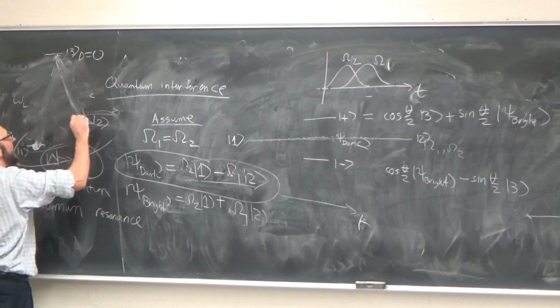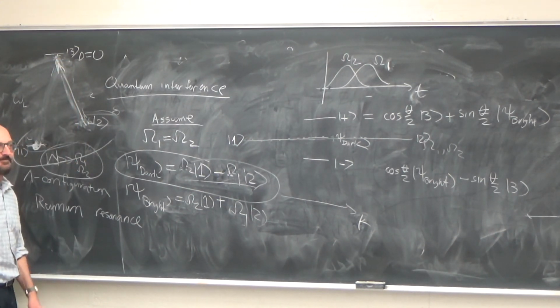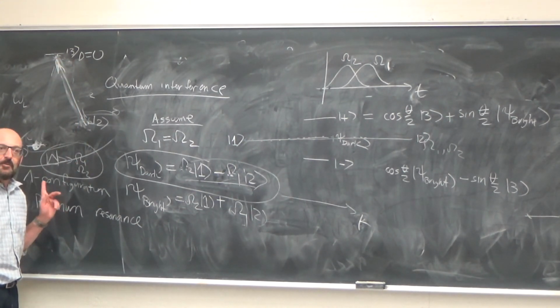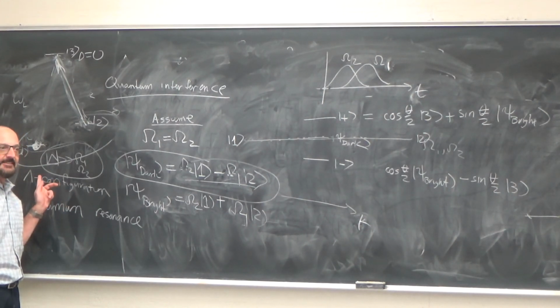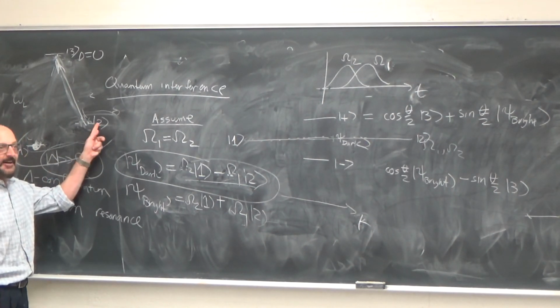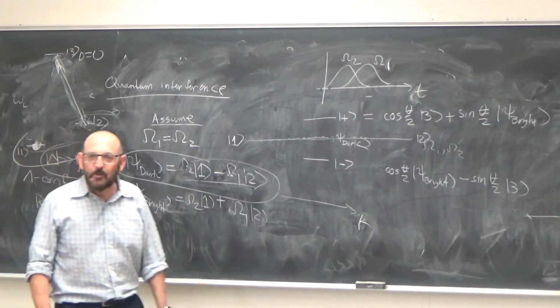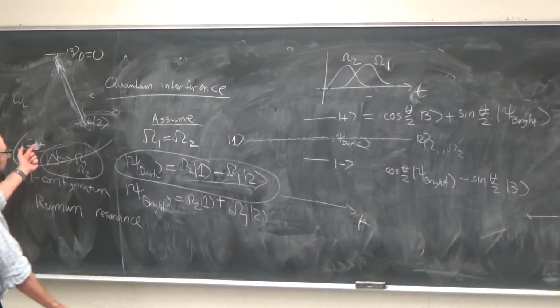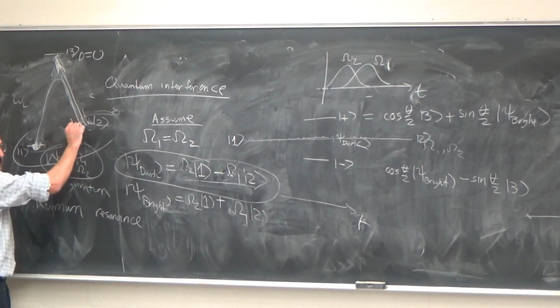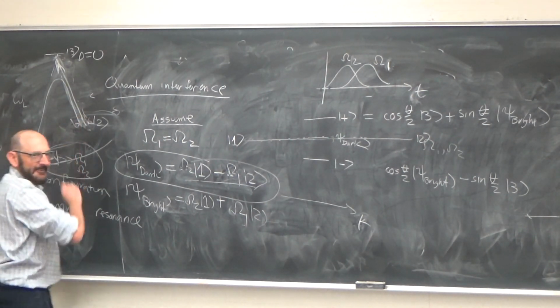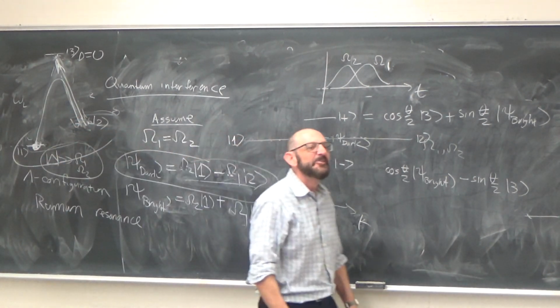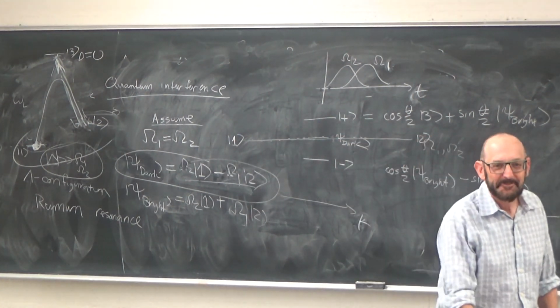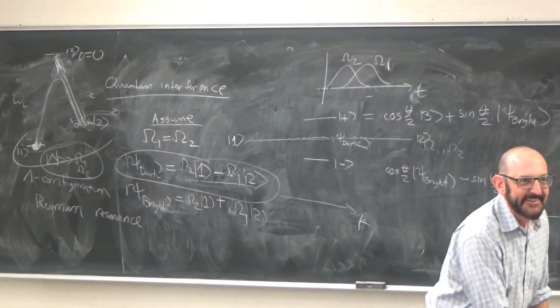So I start by turning this laser on. What happens to the population? It goes from here to here. But that's backwards. If I want to transfer this to this, I do a Raman transition. We'll pick that up again next time.